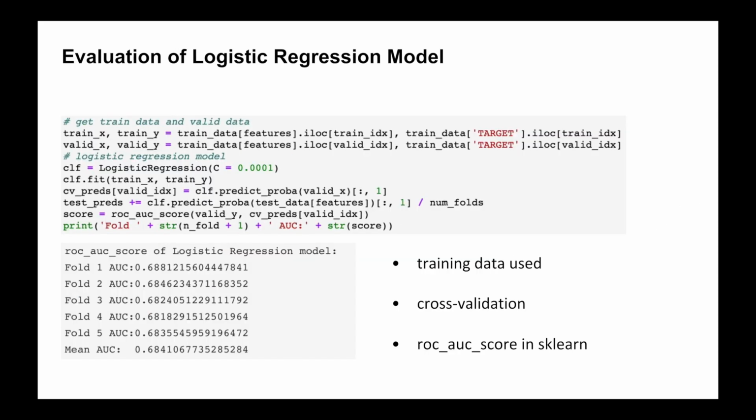For the evaluation part of the logistic regression model, part of the training data is used in performing cross-validation, then we call the ROC-AUC score function in the scikit-learn model to get the area under curve of the prediction value of the model. And we can see from the result that the mean AUC is approximately 0.684.